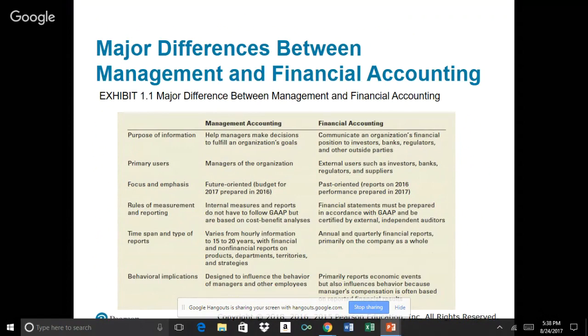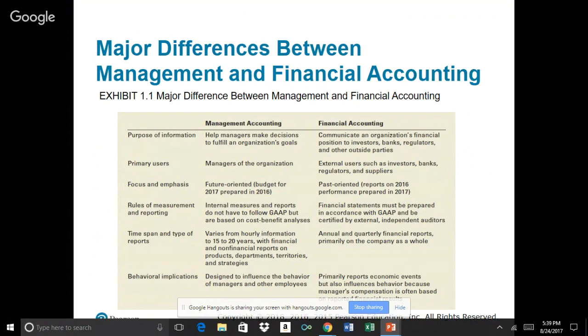The primary users of management accounting are going to be your managers within the organization. And in financial accounting, it's going to be your investors, banks, regulators, and of course your suppliers. Now, why would suppliers need to know what your financials are? Basically, that's because the suppliers want to know if you're going to be able to pay their bills.